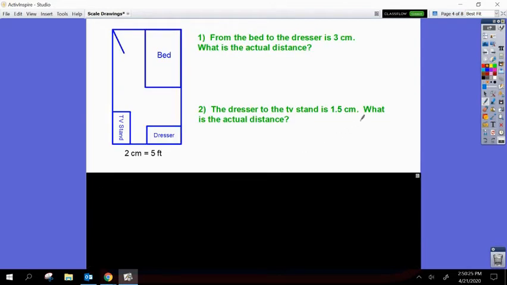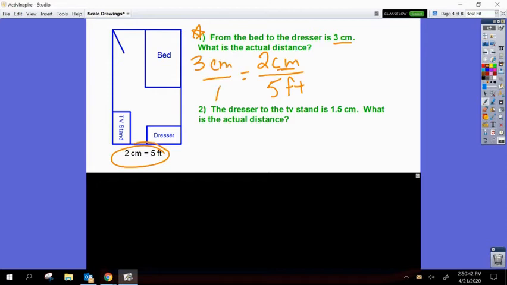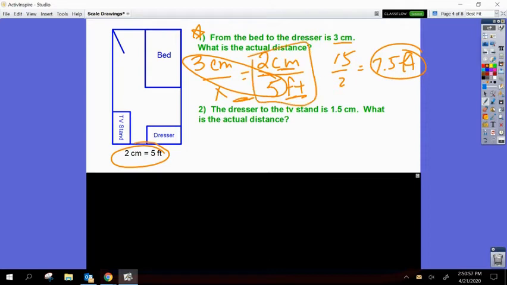Another example with a blueprint. Here, when you find the scale, you know that those 2 numbers go together. I'm going to put them on this side, 2 centimeters to 5 feet. That's my scale. The question says from the bed to the dresser is 3 centimeters. As long as you label, it's pretty obvious. You just put it up top with the other centimeters. Cross multiply. 3 times 5 is 15. Divide by the leftover 2, which is 7.5. The missing part was feet. So the answer is 7.5 feet. As long as you have that scale, you just plug in, and then it's easy from there.